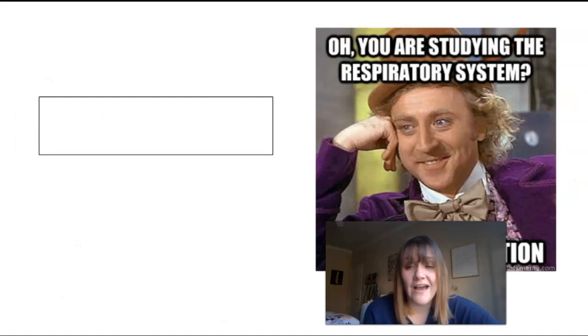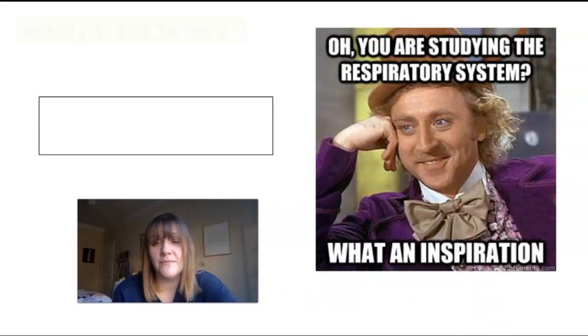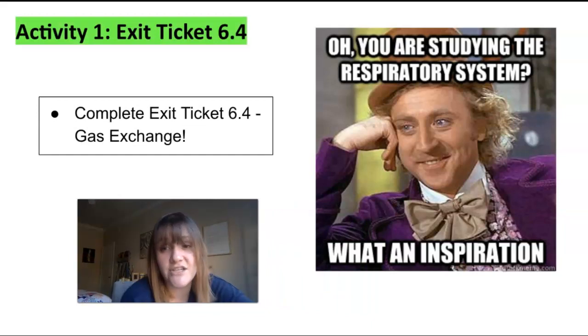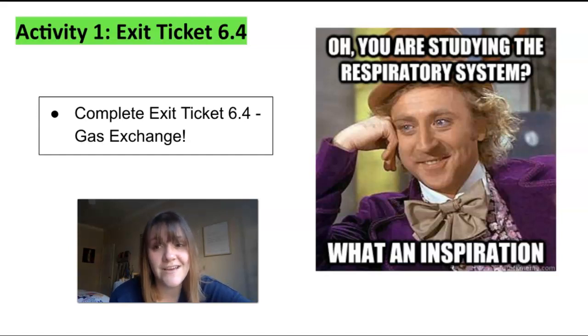So that is all I have for you on the respiratory system. Your activity for today is to just do the exit ticket on gas exchange.